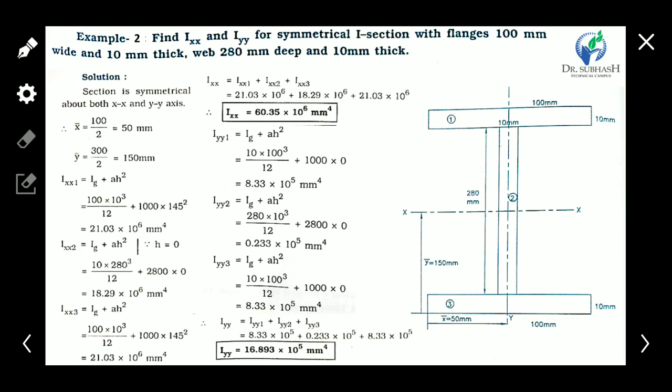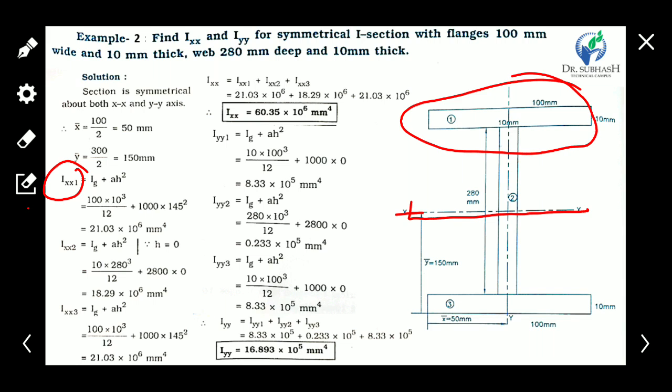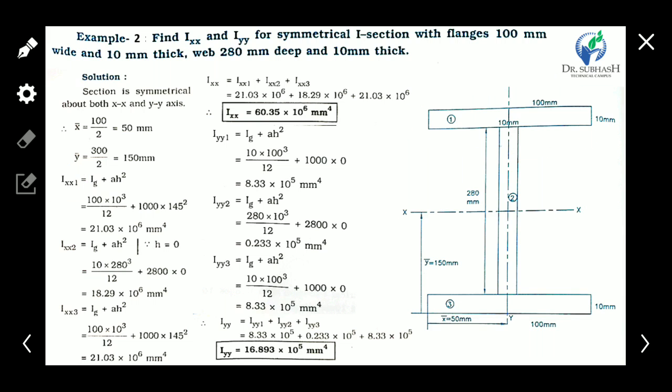So first we have to find the moment of inertia of the individual elements, these three elements. First we find Ixx, meaning moment of inertia about the x axis. Let this be Ixx1, the moment of inertia of element 1 about this x axis. According to the parallel axis theorem, what is Ig? Ig is the moment of inertia of a given area about its own CG.